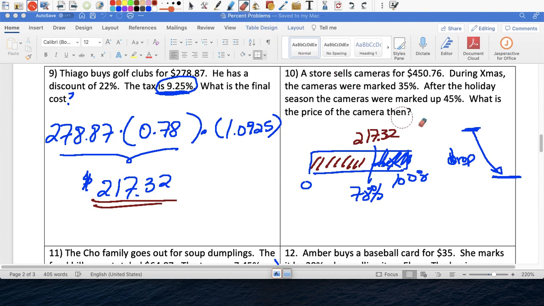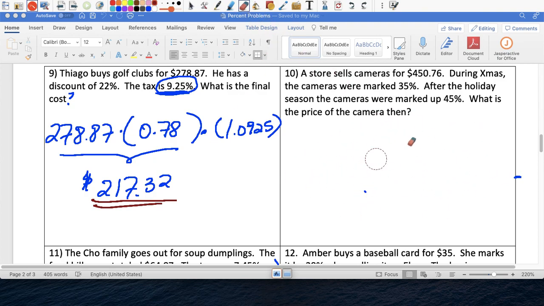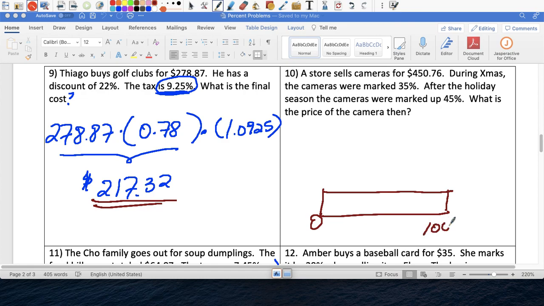So what you have to do is now start all over. Erase everything, draw a new bar graph. I mean, you don't have to draw it, I'm just right, and then we start again. So right now, after the discount, I'm going to pay for the whole price, and my whole price is now $217.32.